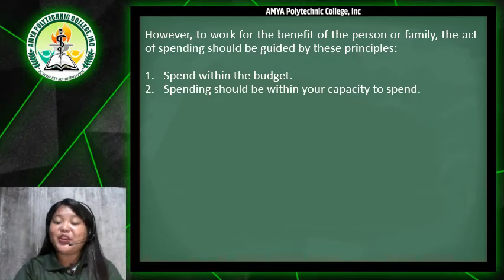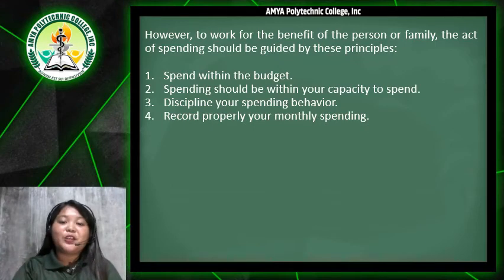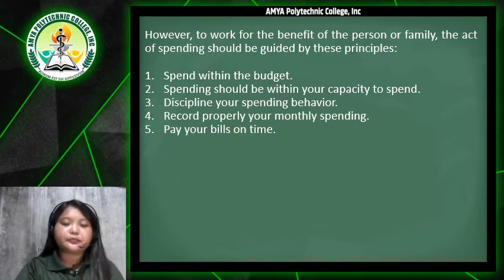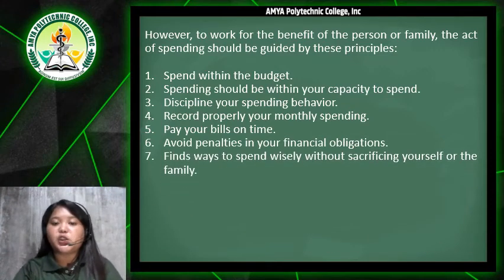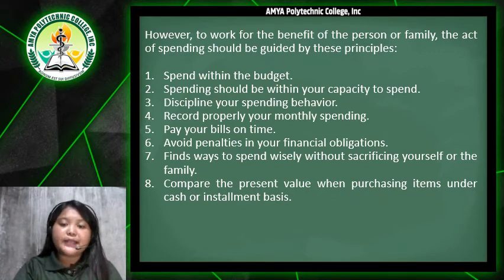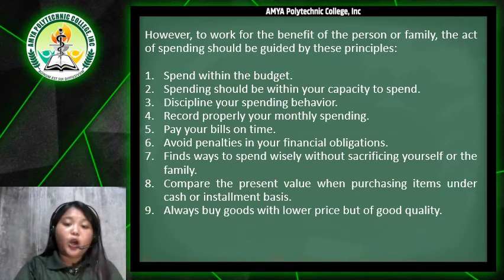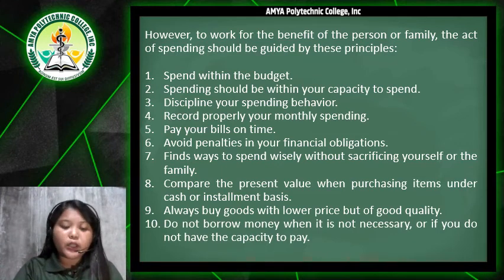Spending should be within your capacity to spend. Discipline your spending behavior. Record properly your monthly spending. Pay your bills on time. Avoid penalties in your financial obligations. Find ways to spend wisely without sacrificing yourself or the family. Compare the present value when purchasing items on a cash or installment basis. Always buy goods with lower price but of good quality. And the last one, do not borrow money when it is not necessary or if you do not have the capacity to pay.